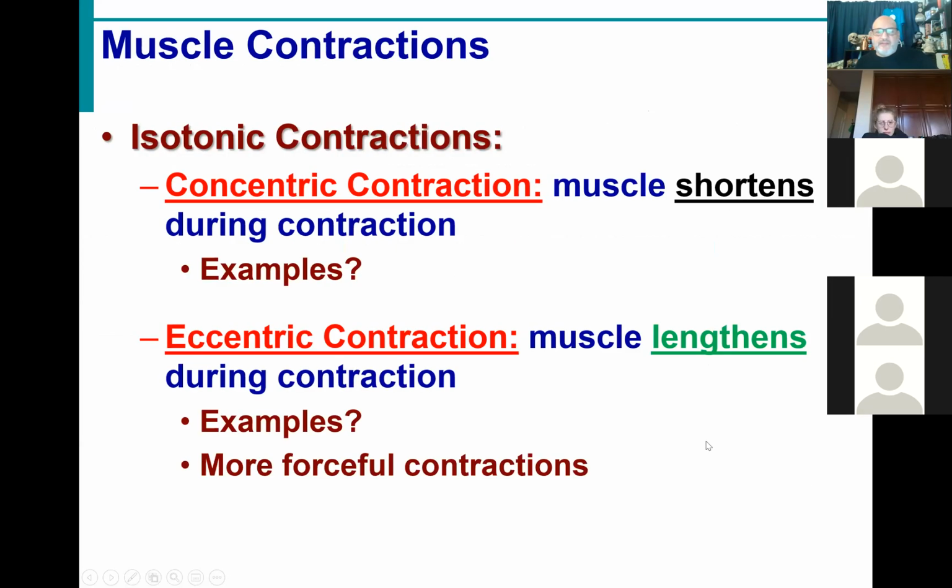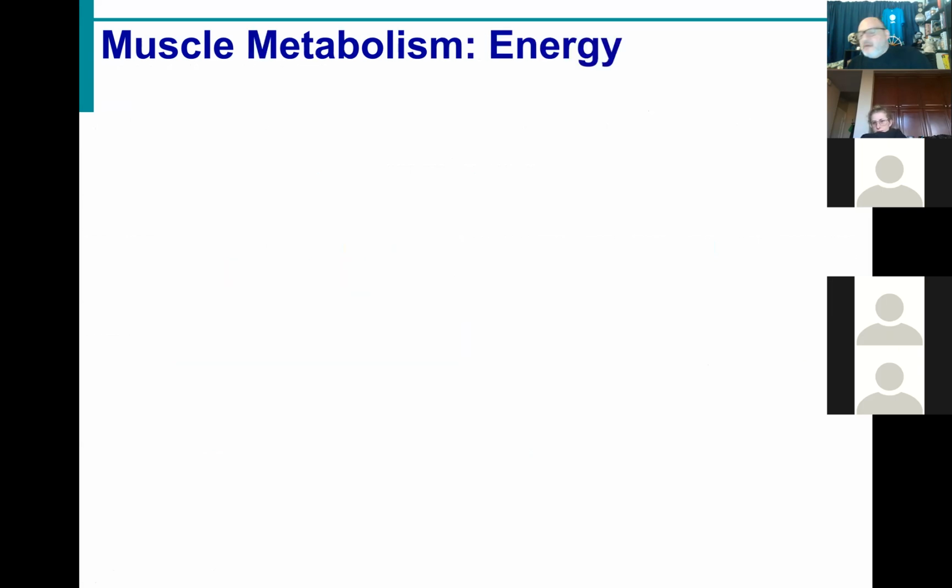Questions on that? So again, these eccentric contractions are more forceful and therefore more fatiguing. And that's where we have to go next. Before we can talk about fatigue, though, we need to talk about where we're going to produce our energy for these contractions. Let me see where we're at right now.